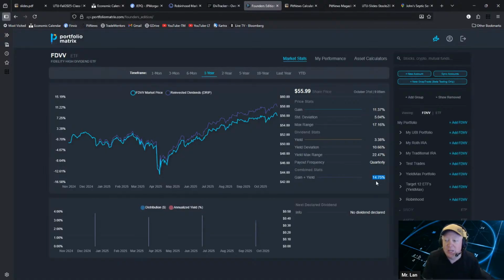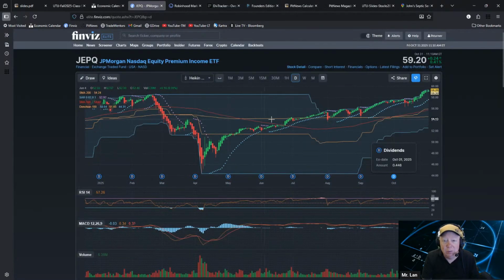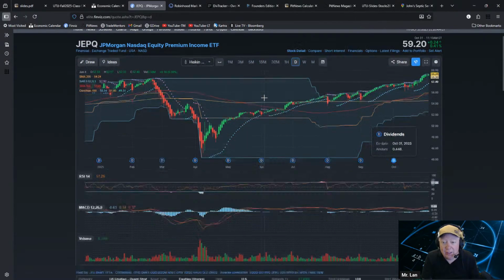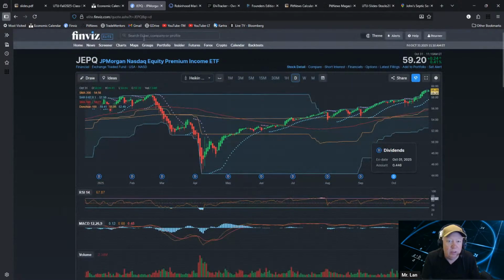It's got 14.75. Did we have a 15? I thought we had a 15. I can't remember. I didn't write them down. That's good. 14.75. Let's go look and see what's in this one. FDVV. We're going to go back over to this little program here. And we're going to come in and we're going to look at, now I'm going to tell you, let's pull it up.